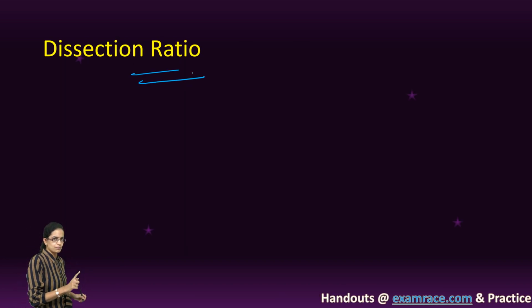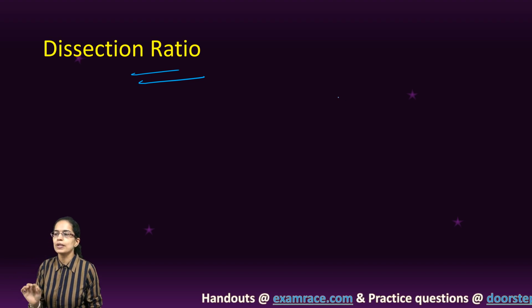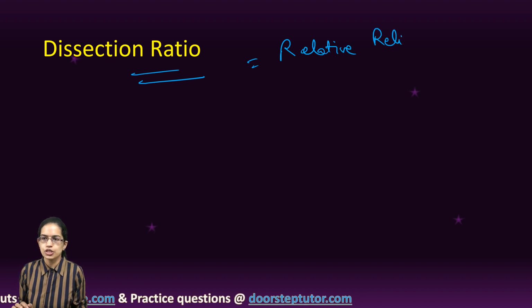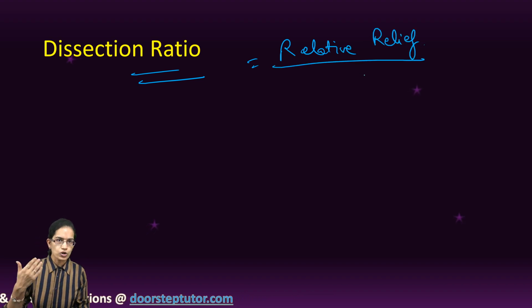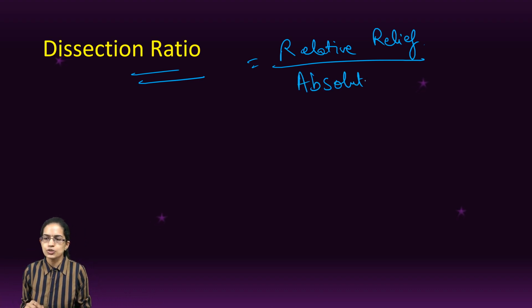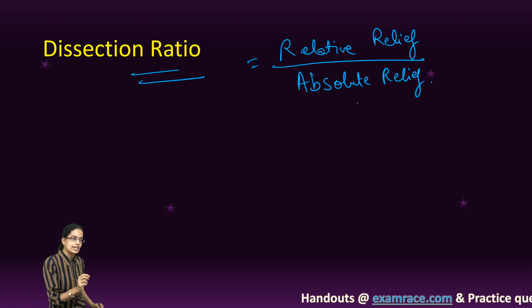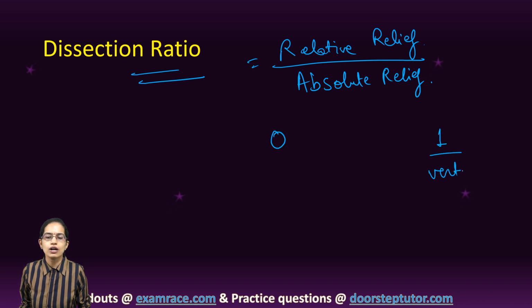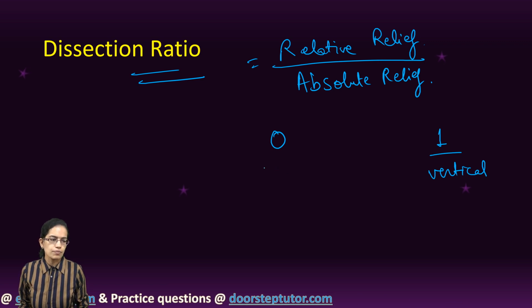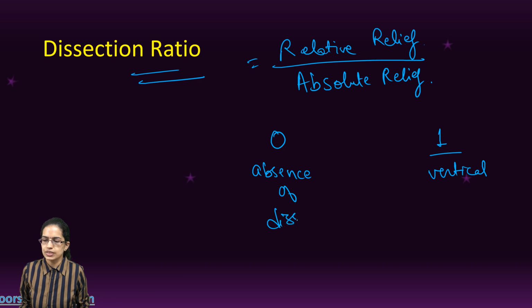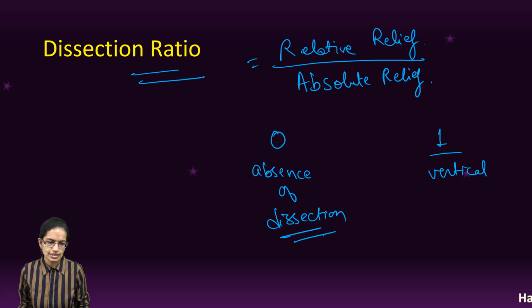Then what is dissection ratio? Dissection ratio is important. Dissection ratio is simply a ratio between the relative relief divided by the absolute relief. Now what is relative relief? We have already understood the difference between the highest and the lowest, and then divided by the absolute relief. So that is what is the dissection ratio. Now this dissection ratio varies from 0 to 1. 1 talks about a vertical cliff, 0 talks about an absence of dissection. That means there is no dissection that is present.